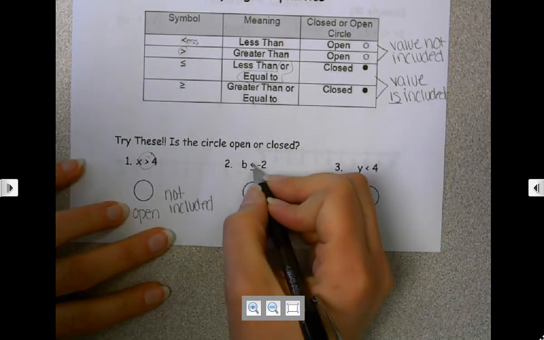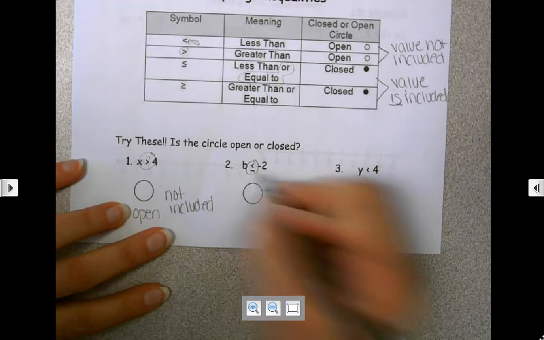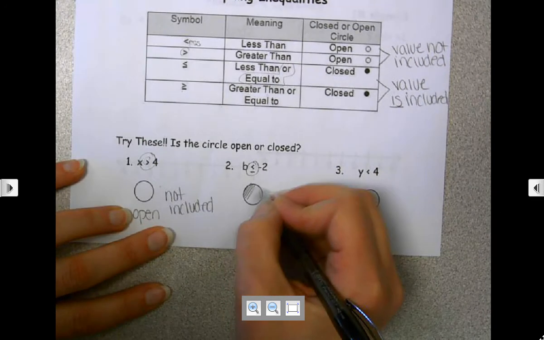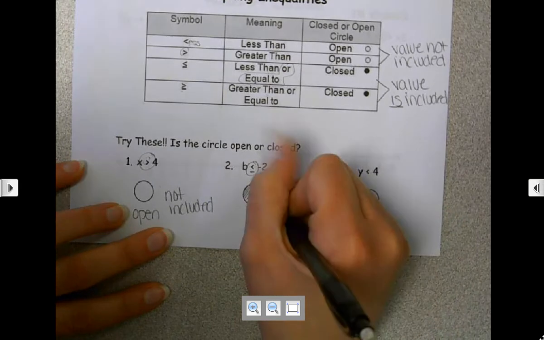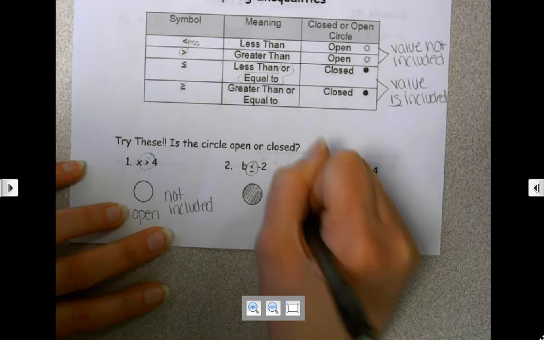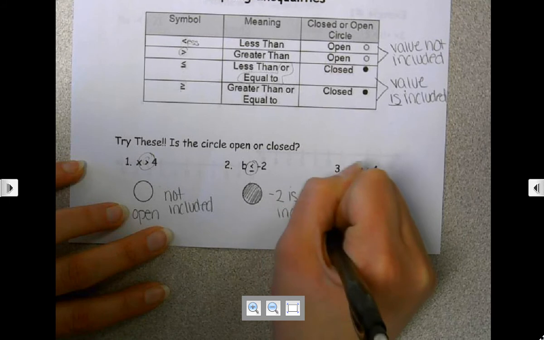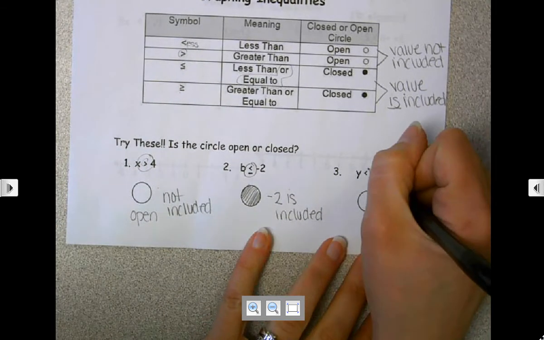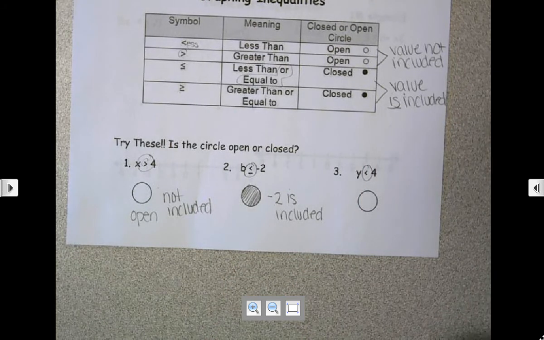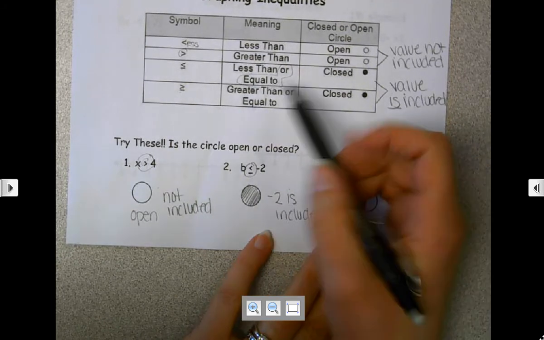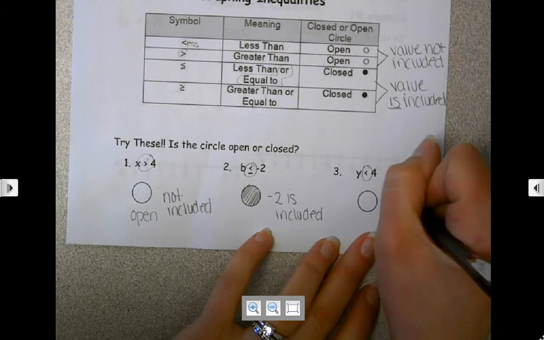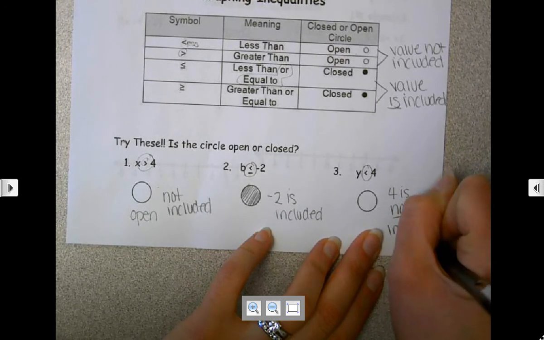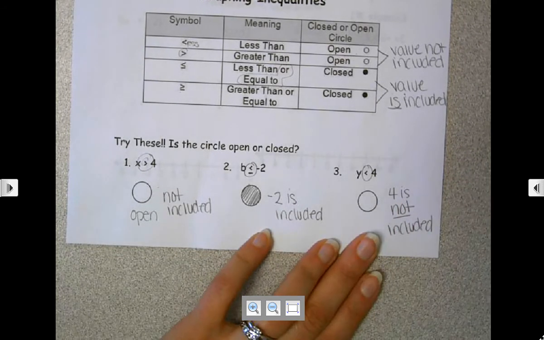If we take a look at B, we have a less than or equal to. Okay, because we have the or equal to, that means that we shade in. And we say that -2 is included in the solutions. Okay, number 3, we have y is less than 4. That is an open circle. That means that 4 is not included. So we are going to leave it an open circle. We are not going to shade in.